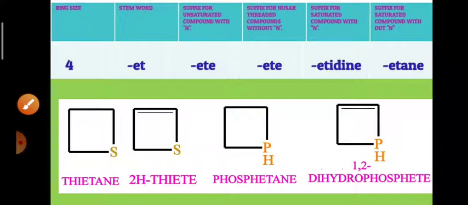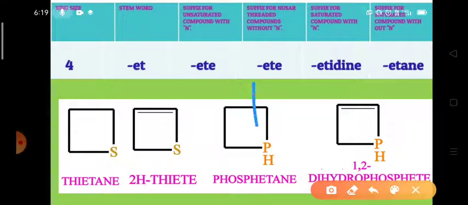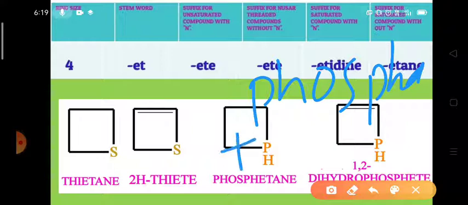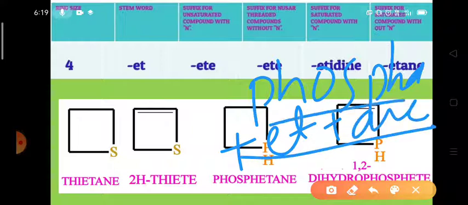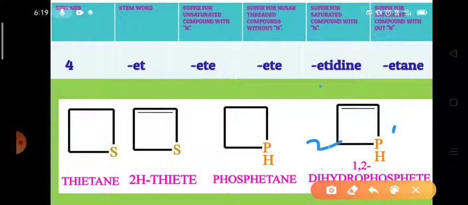And for this one, phosphor plus eat plus n, so phosphitane. We combine them, we would remove this one, and it becomes phosphitane. And now it becomes 1,2-dihydrophosphate, 1,2-dihydrophosphate.